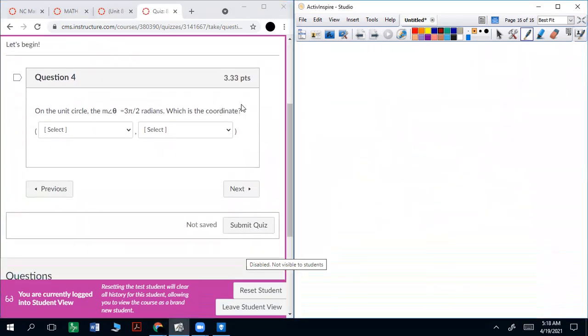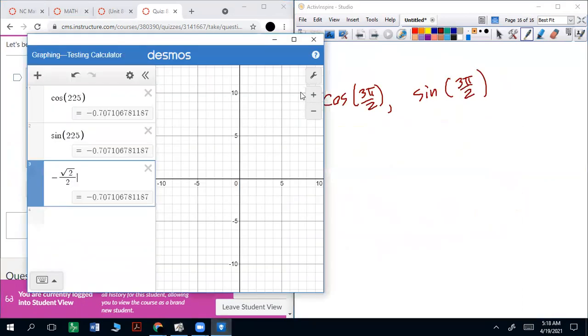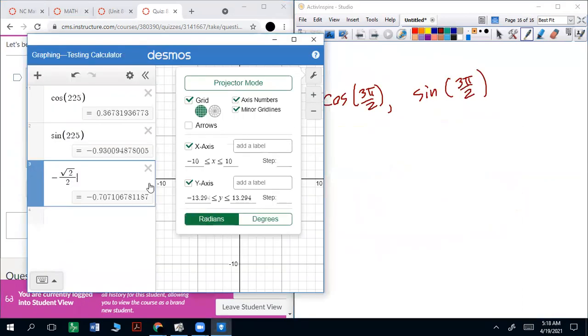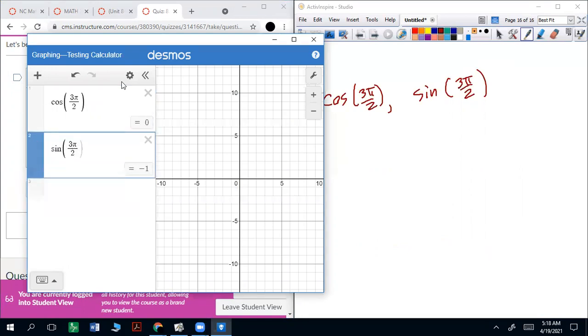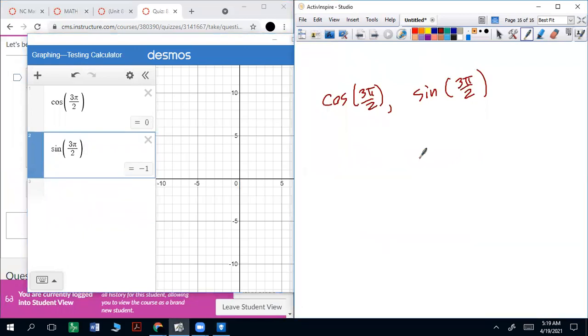All right, number 4. Back to radians. So cosine of 3 pi over 2, sine of 3 pi over 2. Make sure your mode is set to radians. And let's do this. Oh, that's 0. I like that one. Sine of 3 pi over 2. That's -1. So that's pretty simple. 0, -1.